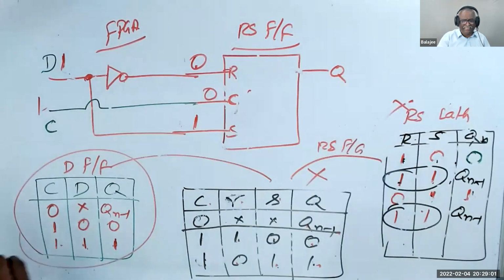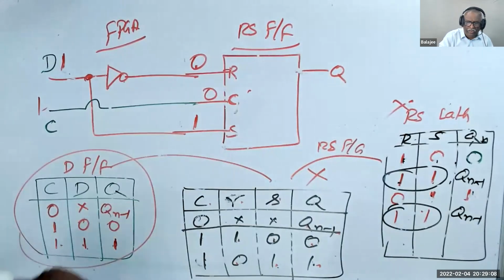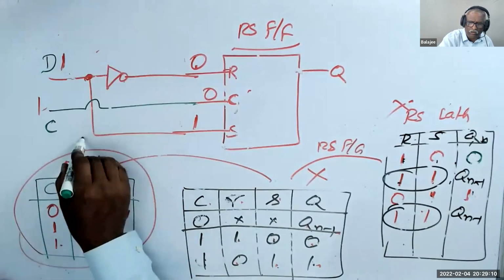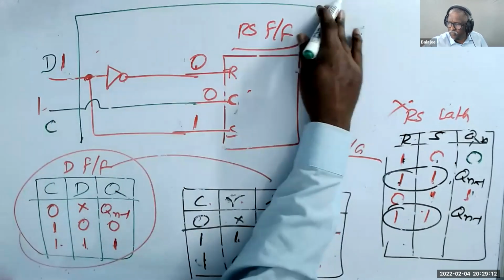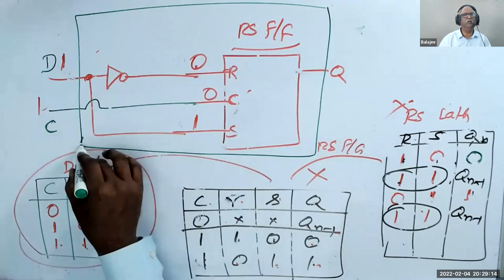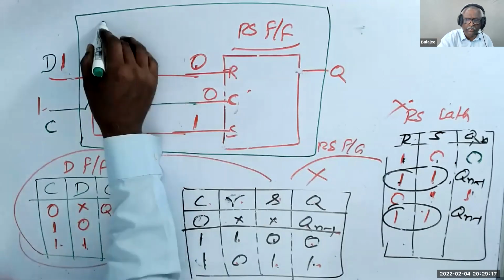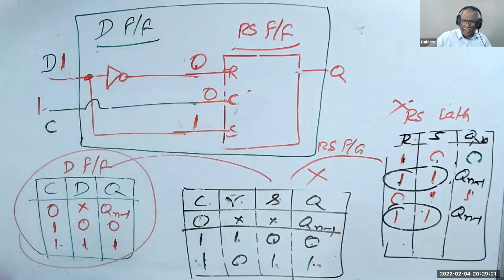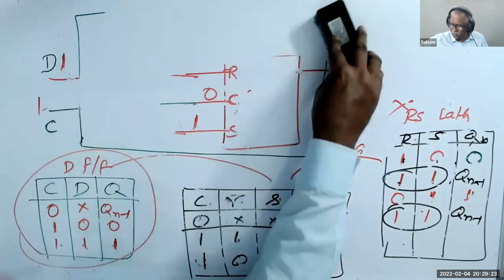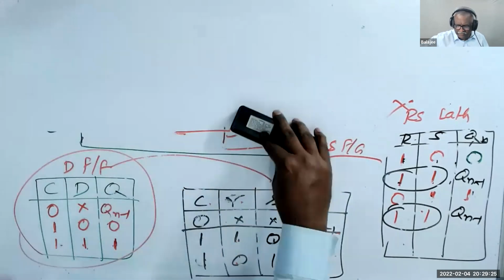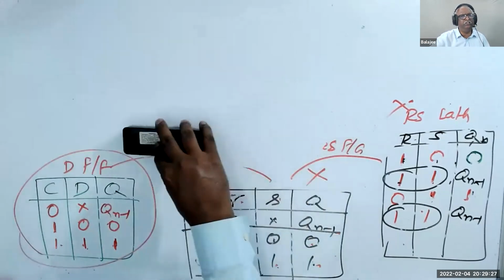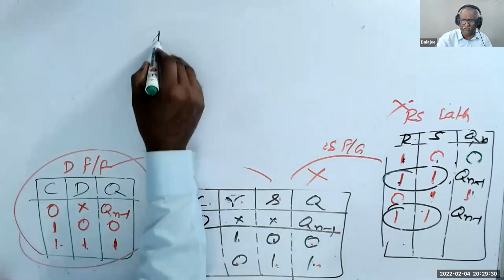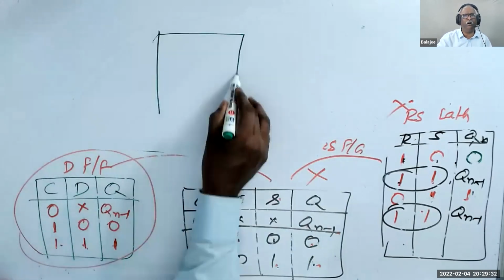So please understand. Now I make this as a block. This is a block. This block is called D flip-flop. Now I erase everything internally. You'll be very surprised if I tell you some important things. What is this block? D flip-flop.